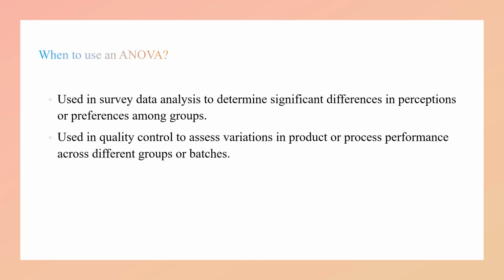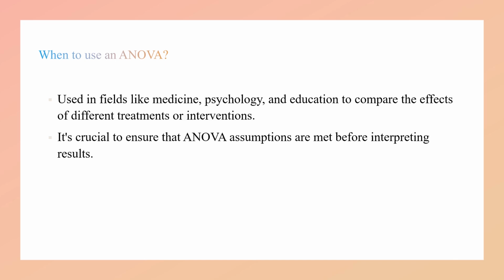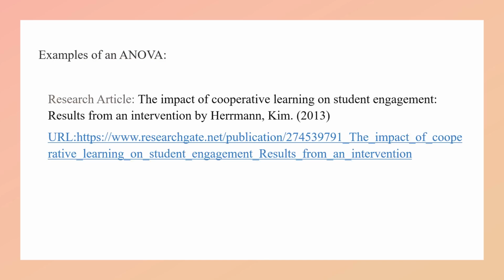And it is used in quality control to assess variations in product or process performance across different groups or batches. And also it is used in fields like medicine, psychology and education to compare the effects of different treatments or interventions. And it is crucial to ensure that ANOVA assumptions are met before interpreting results.